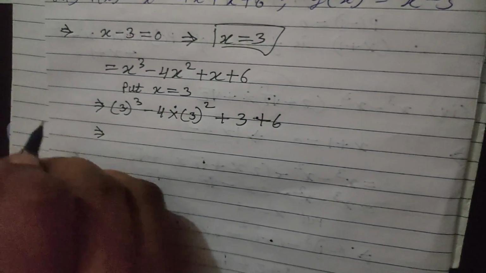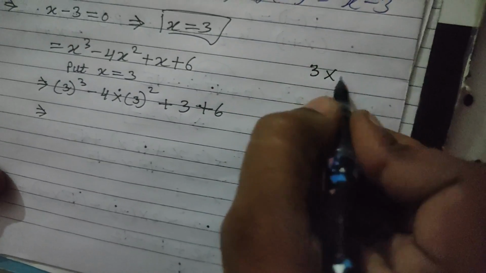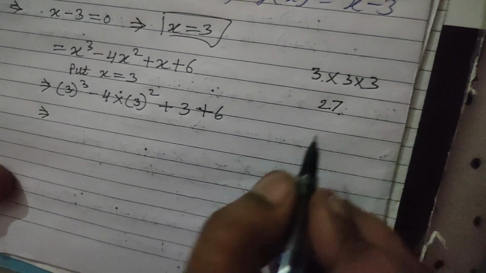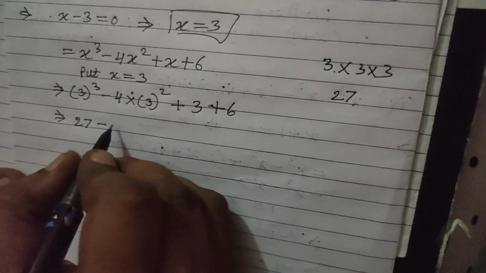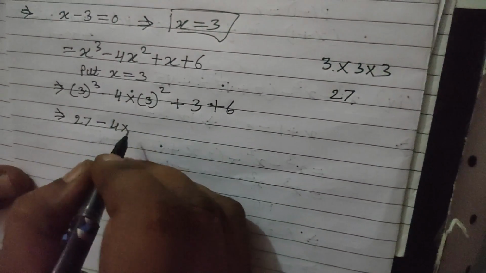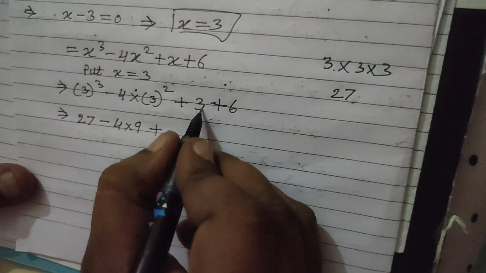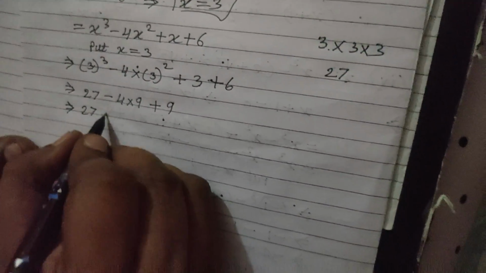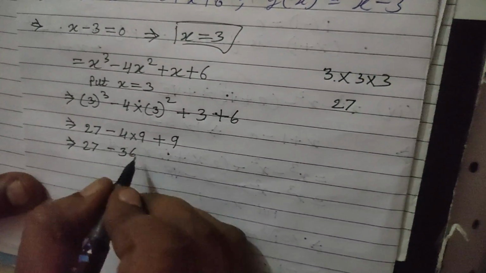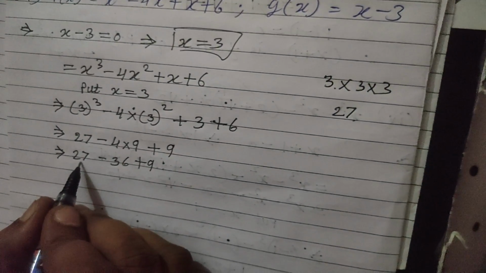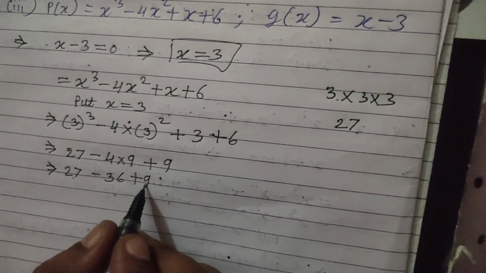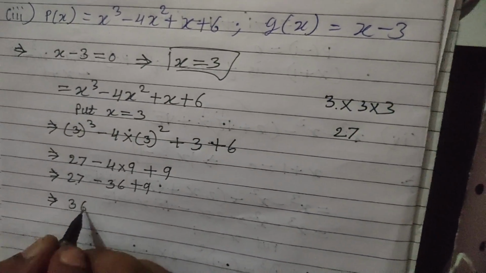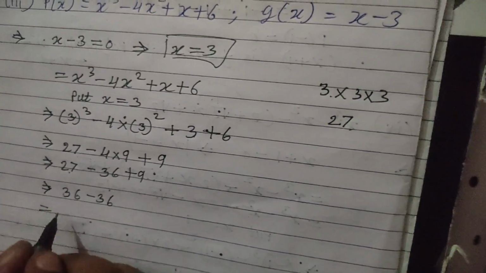Now 3 cube means I am writing 3 into 3 into 3. 3 into 3 is 9, 9 times 3 is 27. So 27 minus 4 into 3 square, which is 9, plus 3 plus 6. So it will be 27 minus 36 plus 9. Now we will take the positive numbers: 27 plus 9 will be 36, and here minus 36, which is equal to 0.